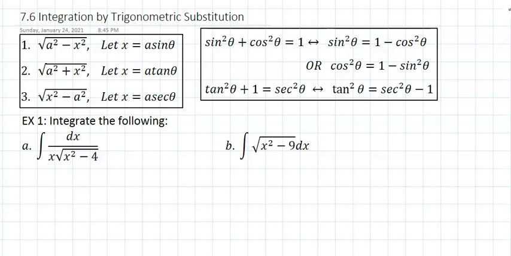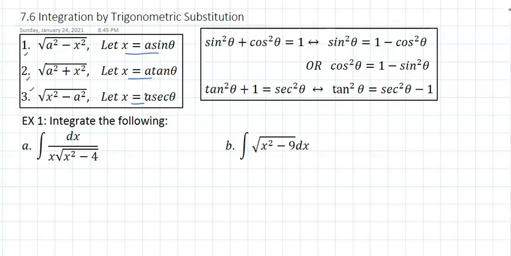Section 7.6 talks about integration by trigonometric substitution. Here we're trying to get rid of a radical, and radicals are very challenging to get rid of. One way of getting rid of a radical, of course, is to try a u-substitution, but if that doesn't work, if you see one of those three forms, then I'm providing this on your test. You don't have to memorize that.